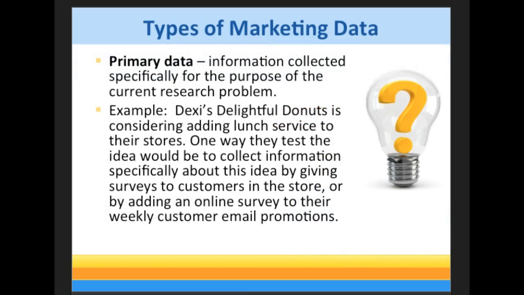When we talk about marketing data, there are two basic types of data. The first is called primary data. Primary data is information collected specifically for the purpose of the current research problem. So that's something that's commissioned by the brand specifically to answer something that they want to have happen.